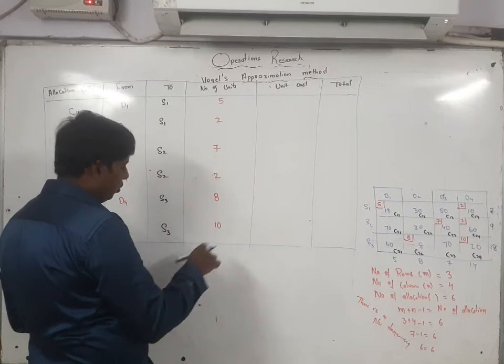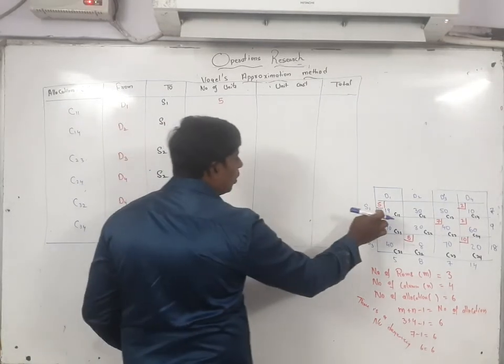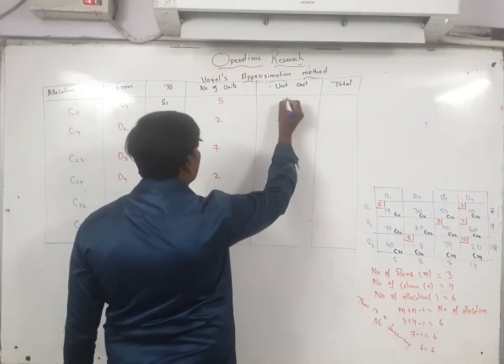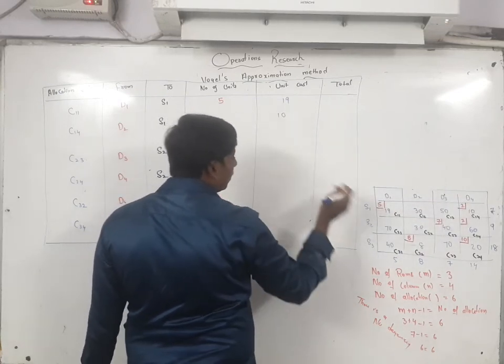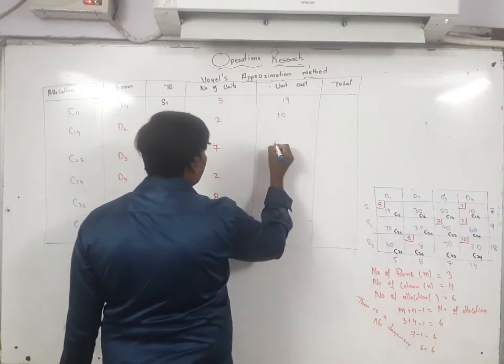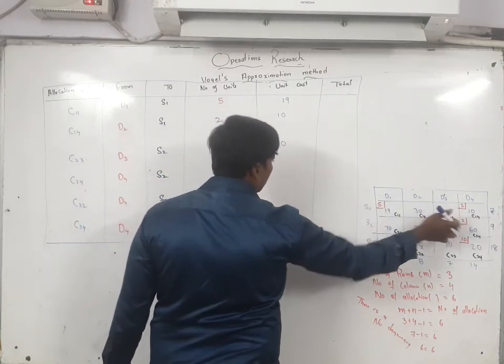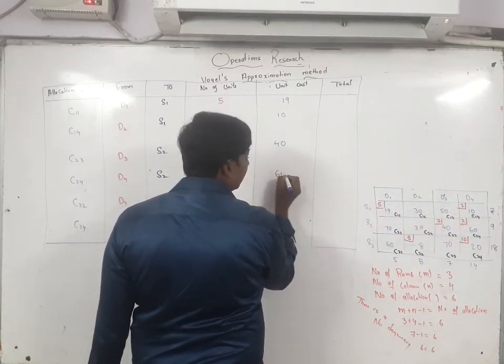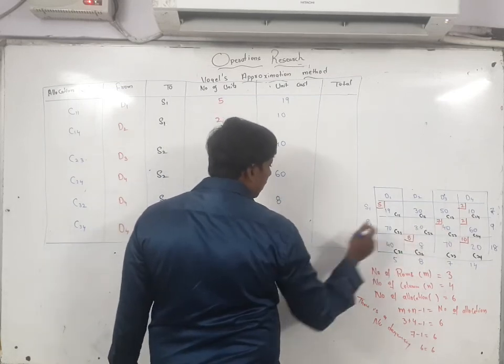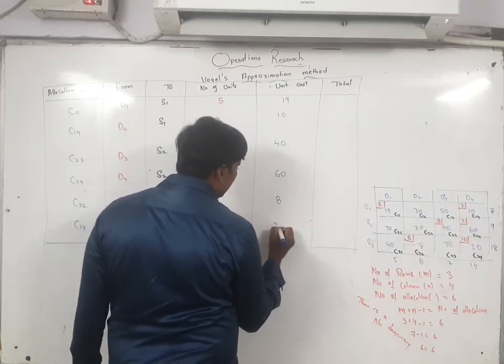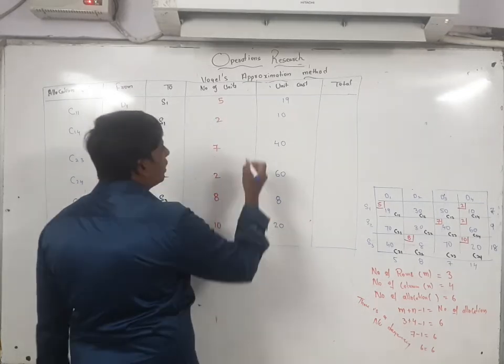Then unit cost. Unit cost means the inside value. What is the inside value here? 19. And here inside value how much is there? 10. And here? 40. And here inside how much value is there? 60. Here inside value how much is there? 8. And here inside how much value is there? 20.